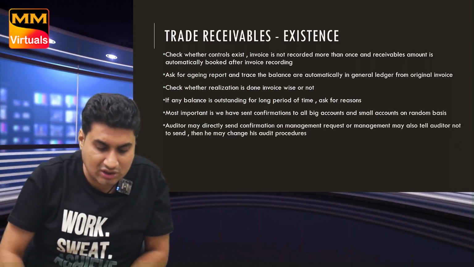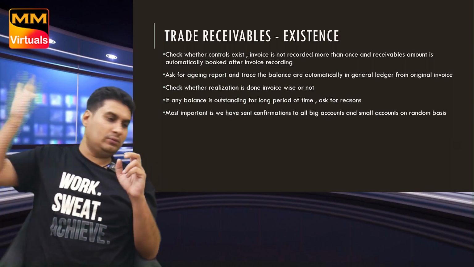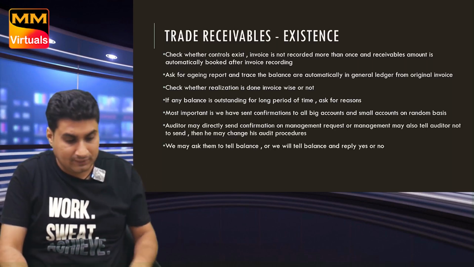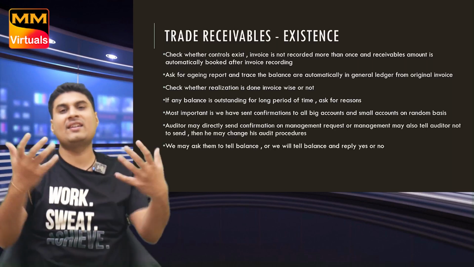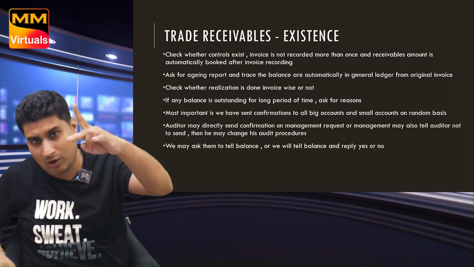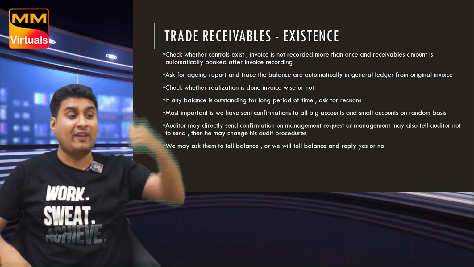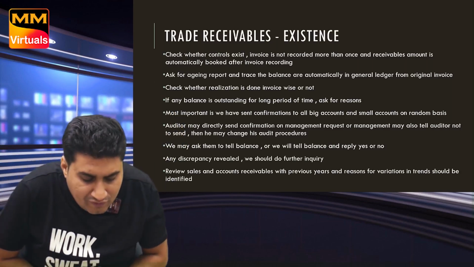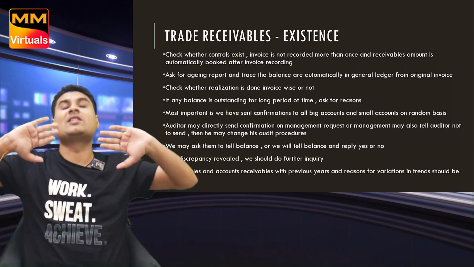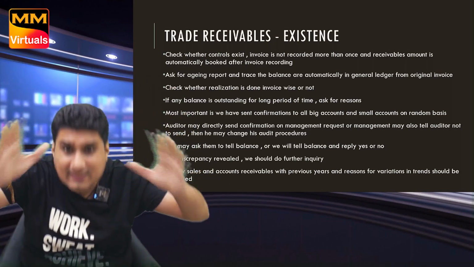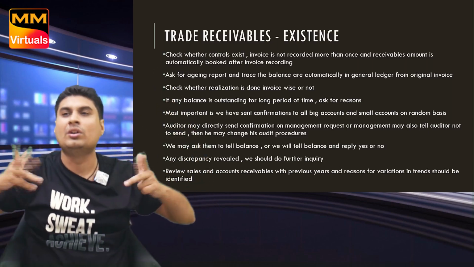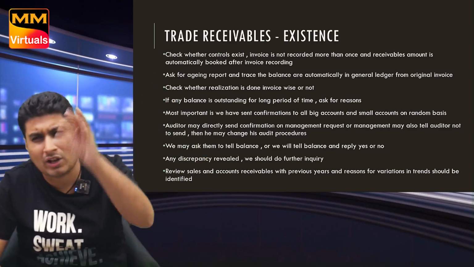Most important, send confirmation to all. Small accounts on random, big accounts fully. We can send four types, positive, negative. I hope you remember. SA 505. Any discrepancy, do further inquiry. Review sales and accounts with last year trends. Last year, this much sale, this much was debtor. This year, is it the same? Then analytical will be good. I hope you understood. Absolutely copy paste of same.